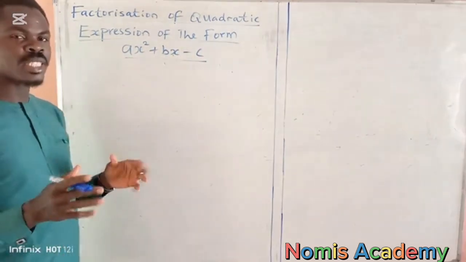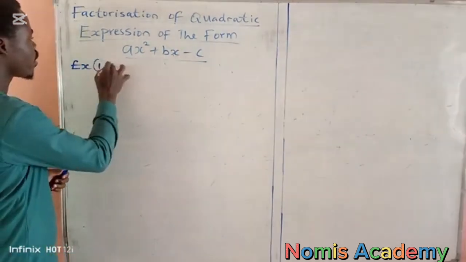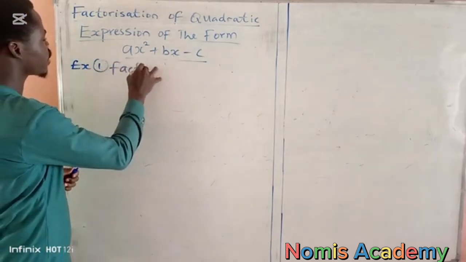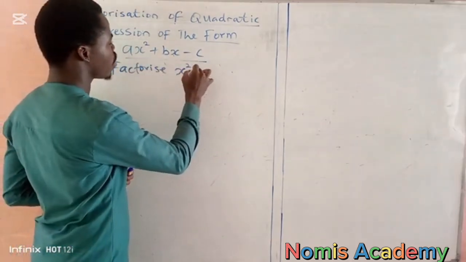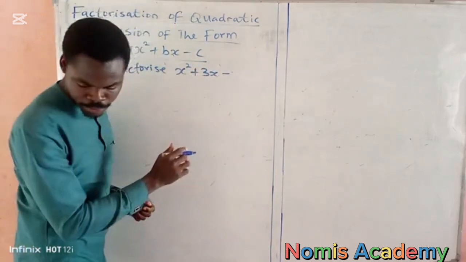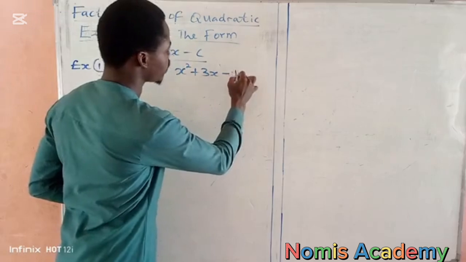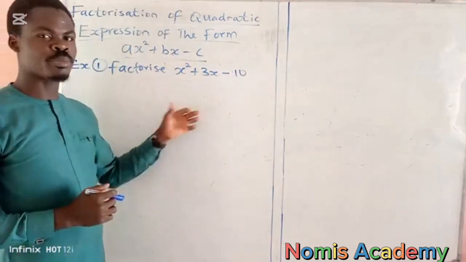Alright, the first example we are going to be taking is this. Example 1. Factorize x² plus 3x minus 10. Now we are going to factorize this quadratic expression.